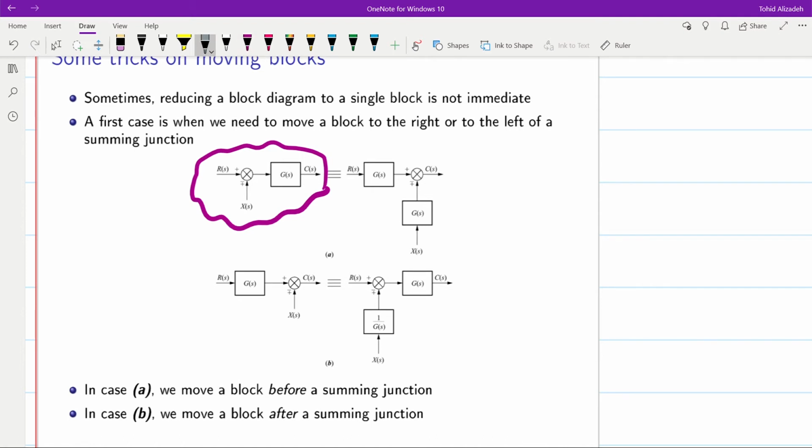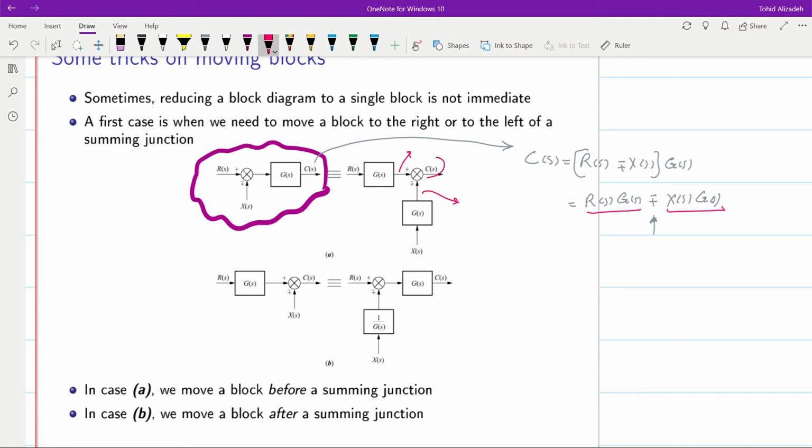Let's see why this is the case. So what we have here as C of S is R minus plus X multiplied by G. And we can rewrite it in the form of R times G minus plus X times G. Okay, and now if we say that we put the summing point over here, now I think you can easily get it. Yeah, we need to have R times G and X times G signals. R times G is here, X times G is here, and then we have the same output signal C of S as before.